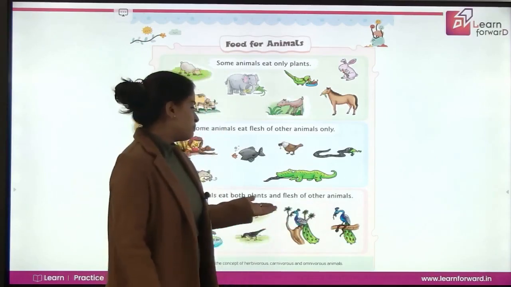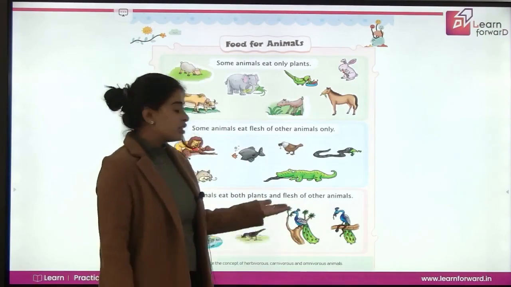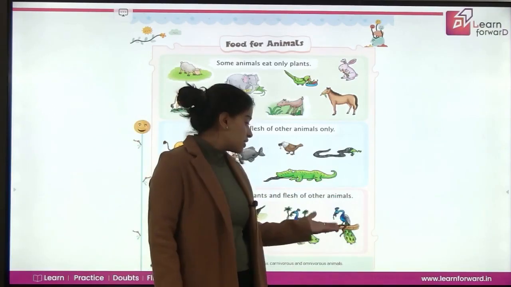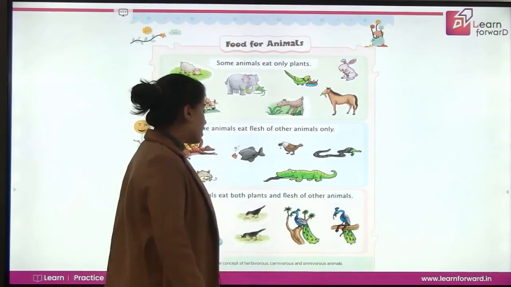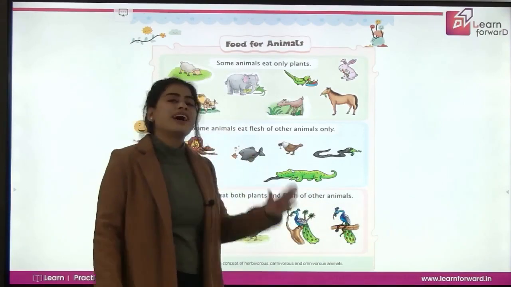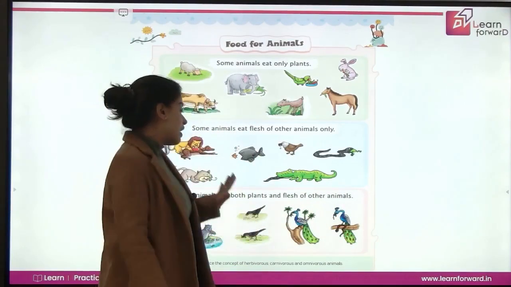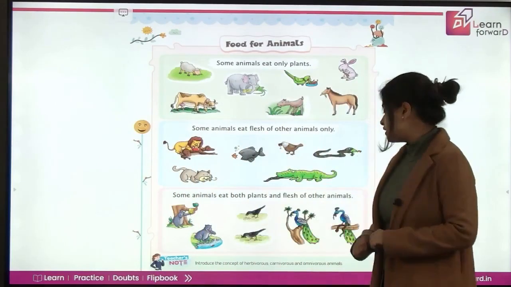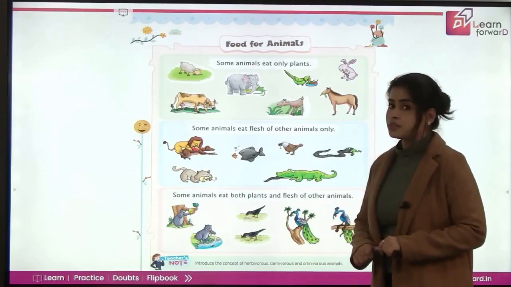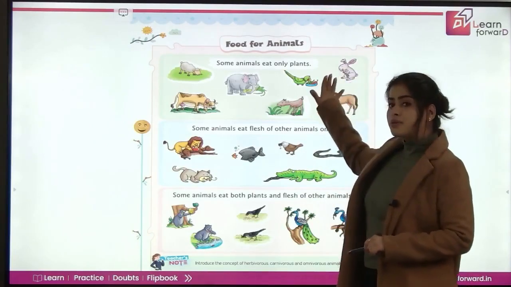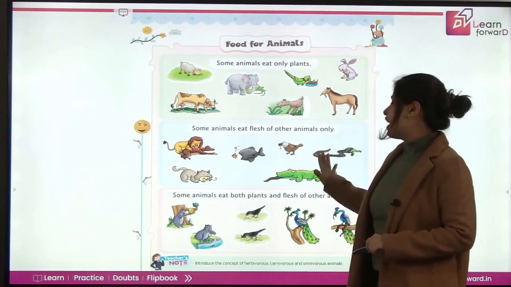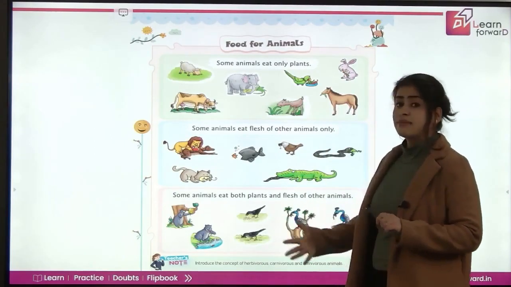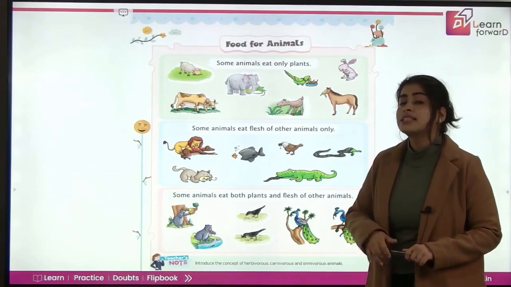Like this peacock क्या eat कर रही है? Plants. Now in this peacock it is eating other animal, a snake. Okay, so these are the animals which eat both plants and other animals. And इन animals को हम बोलते हैं omnivores. Okay, we call them omnivorous animals. Okay, these are herbivorous, carnivorous and omnivorous. Okay, you will learn about them in detail when you will get bigger.